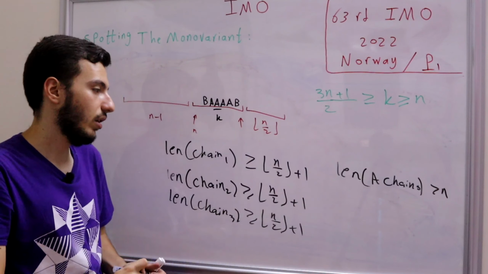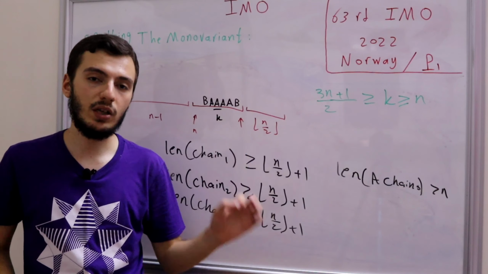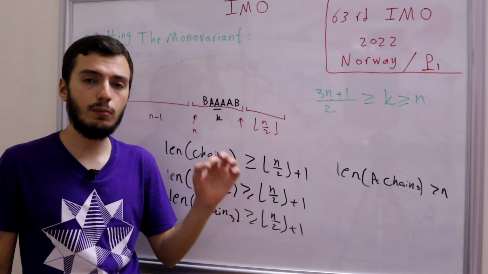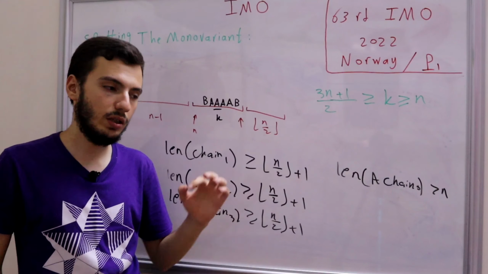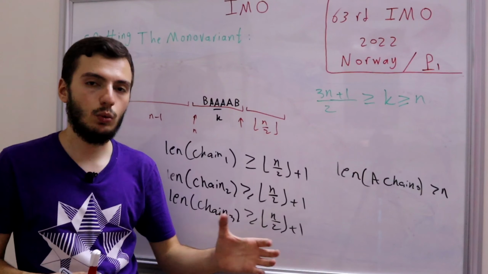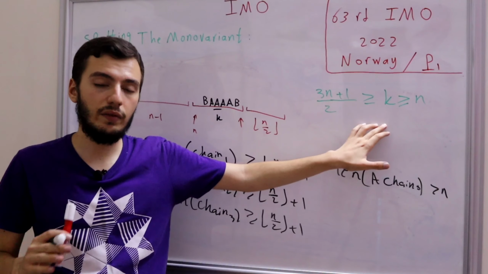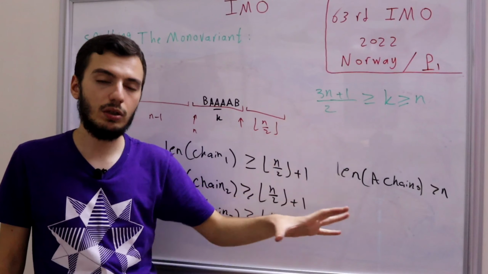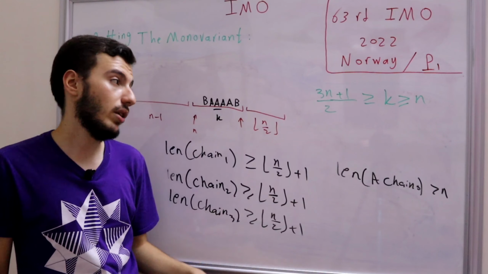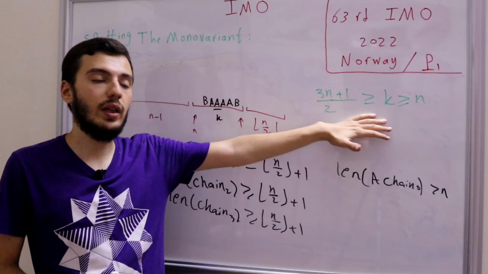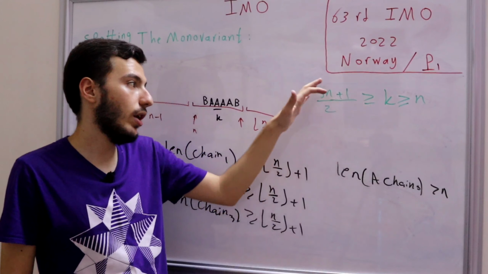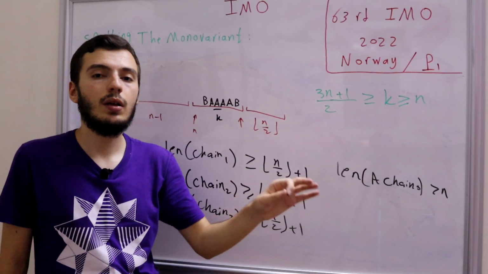So guess what? Now actually for sure we must have that our monovariant, the number of chains, must decrease from time to time. That means that the process cannot go on infinitely many times, and it must terminate at some point, and that means that in fact we've now shown that any k between n and 3n plus 1 over 2 works indeed.